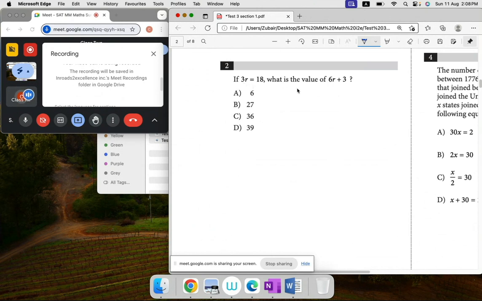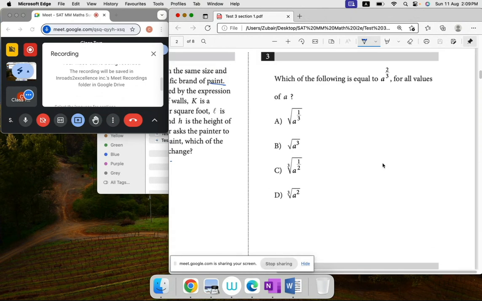Number two: if 3R equals 18, what is the value of 6R plus 3? R is equal to 6, and 6 times 6 plus 3 is 39. Number three: which of the following is equal to a raised to the power 2 by 3 for all values? We know whatever is in the denominator comes out and the numerator stays there.